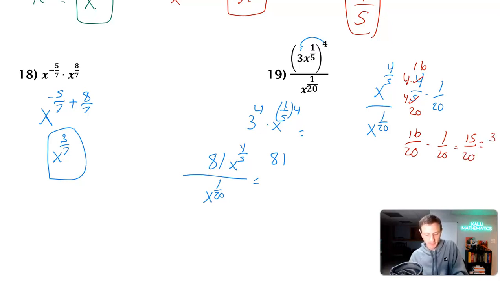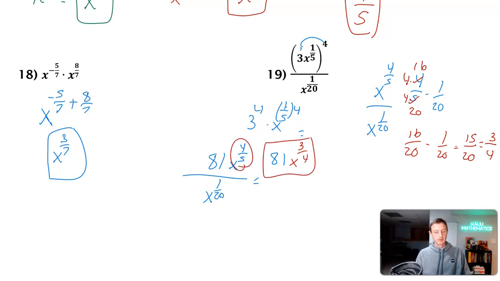5 goes into 15 3 times. 5 goes into 20 4 times. So I get 81 x to the 3/4. Big exponent was on the top, and I did big minus small. So in terms of new skills, nothing really new there. It's just making sure you know the rules of exponents when we're dividing by the same base, multiplying by the same base, that kind of stuff. So it's just really pulling on that type of knowledge.